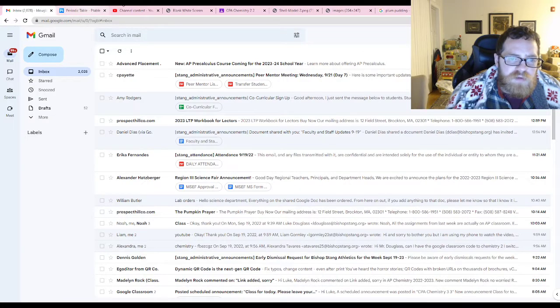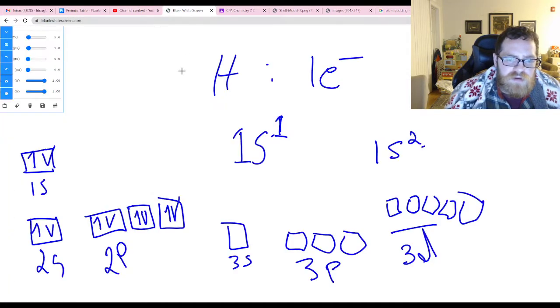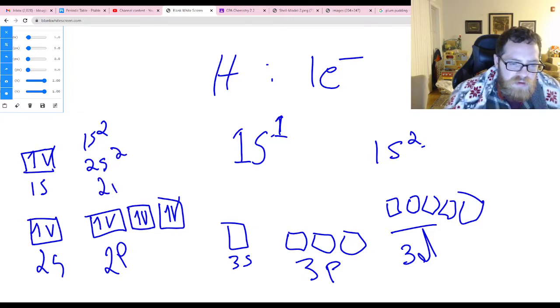These can then all be translated into 1s2, 2s2, 2p6. That would be the electron configuration of neon.